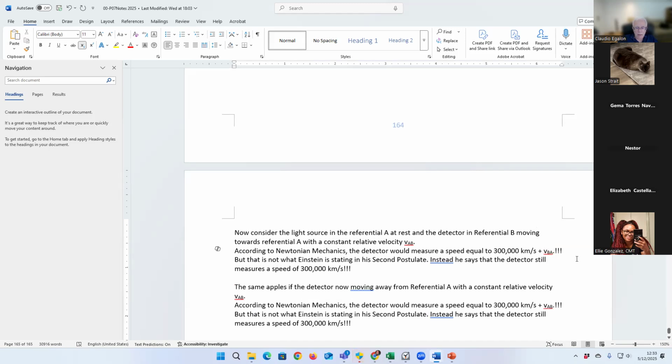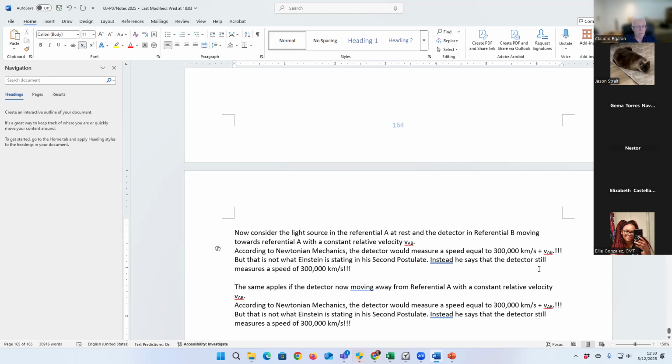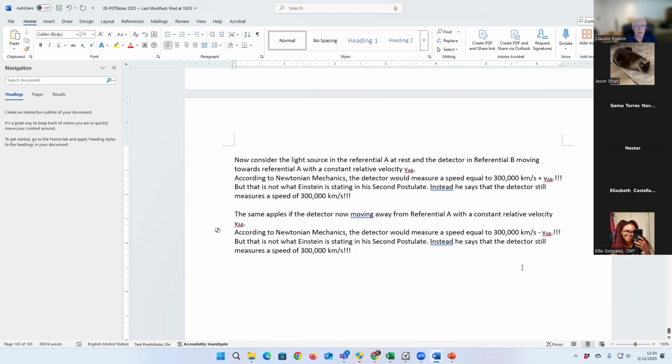No, it's A with respect to B, okay? It has to be. A with respect to B. According to Newtonian mechanics, now we would say that the detector would measure a speed equal to 300,000 kilometers per second minus the velocity of A with respect to B. But again, that's not what Einstein is stating in his second postulate.